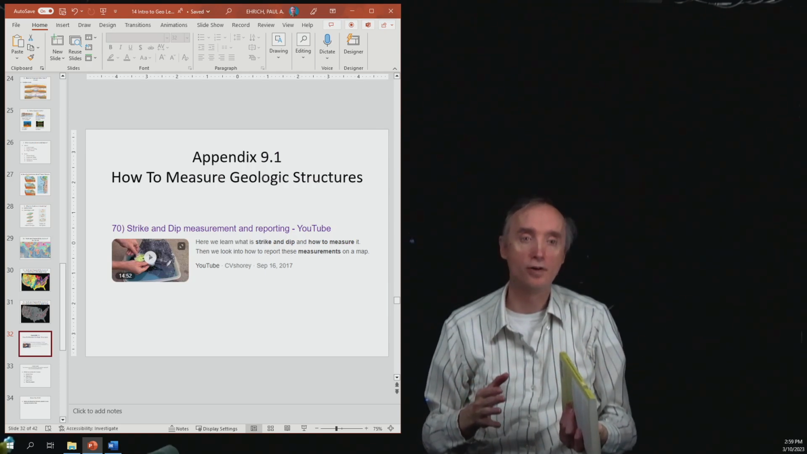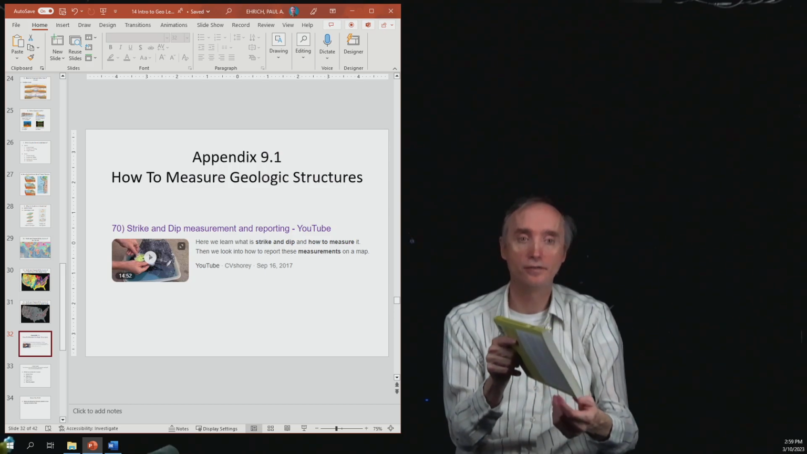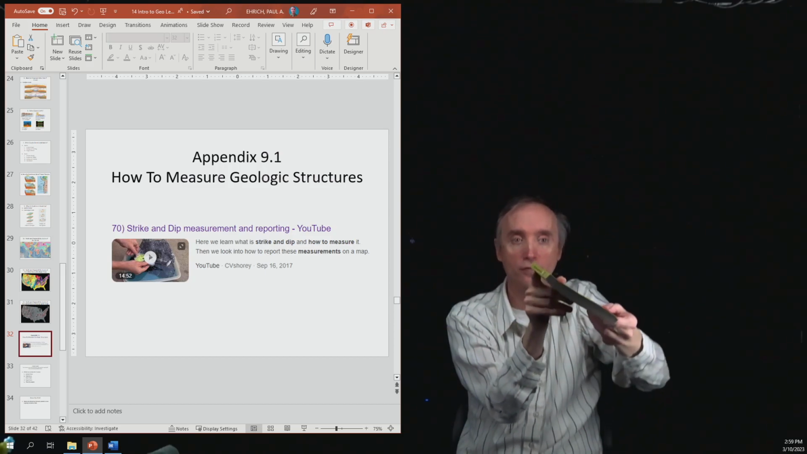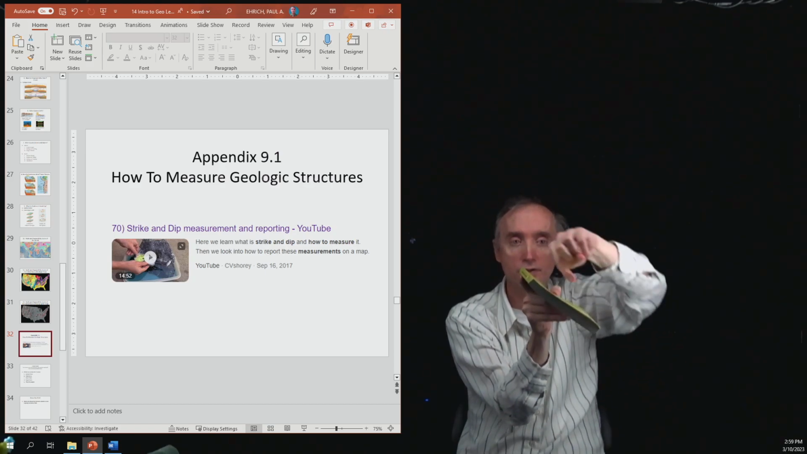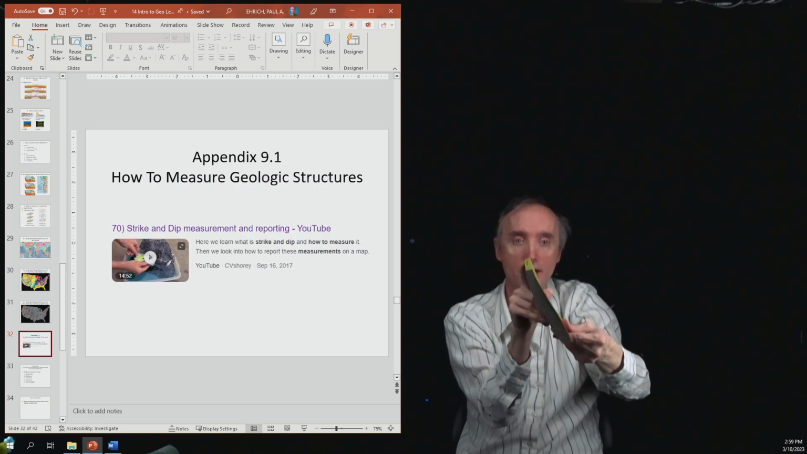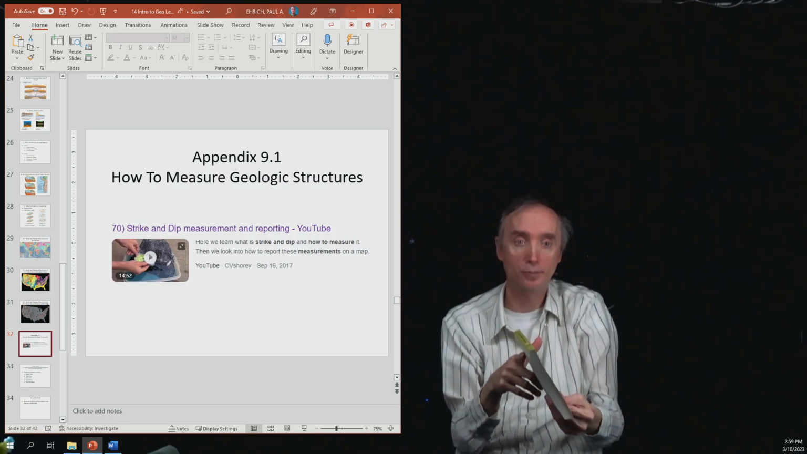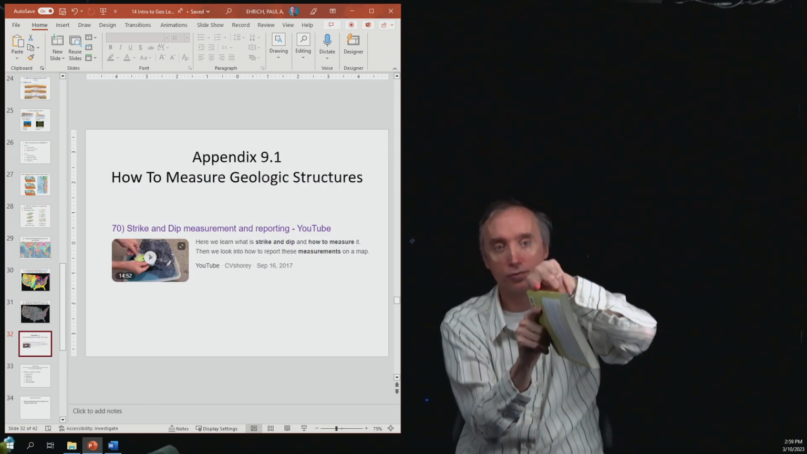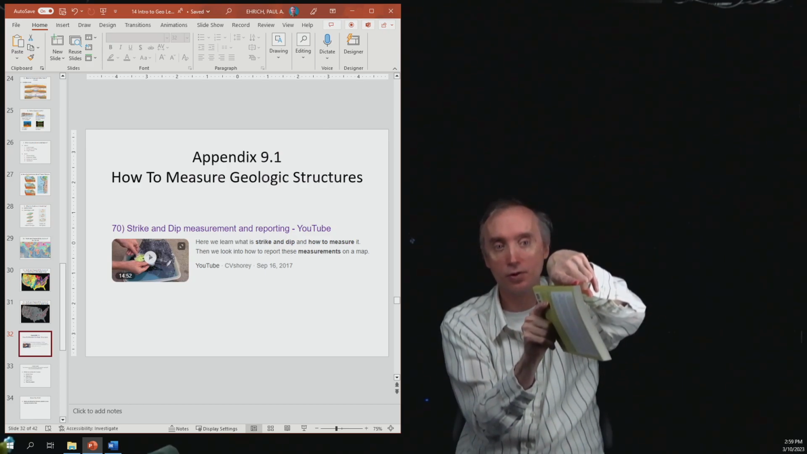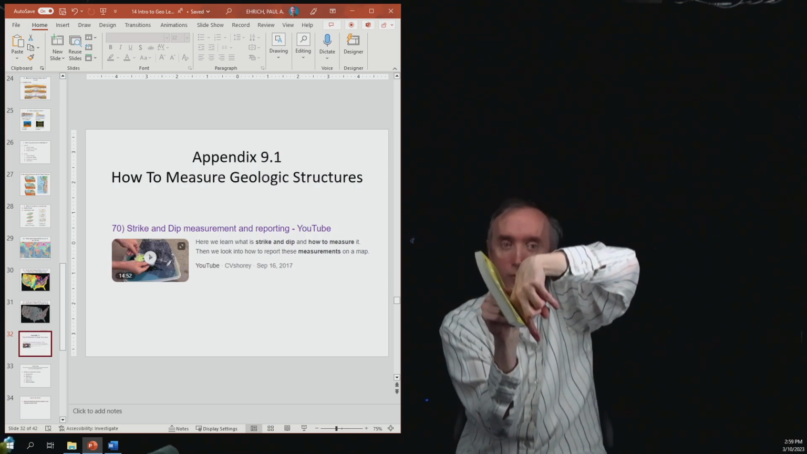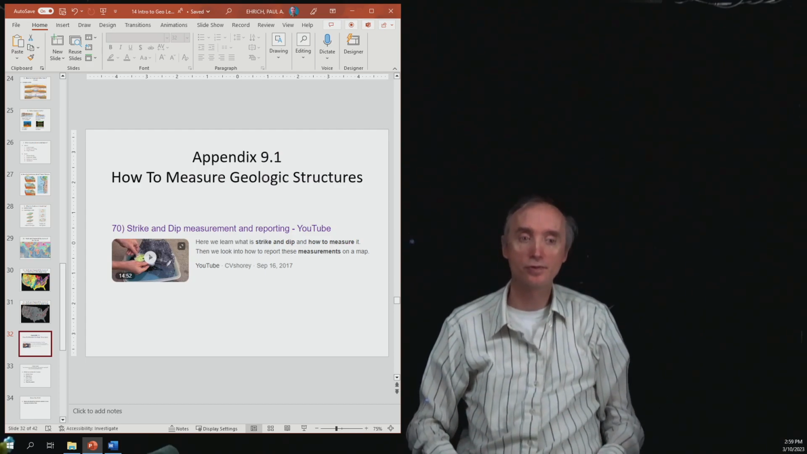Same thing with a fault. So if you've got a fault, you could have a fault like this, and then you could have a fault like this. So you need to be able to measure the angle that the fault makes. So that's going to be called the dip. And then you also need to be able to measure the direction that the fault is going in. So that's going to be the strike. So the strike goes this way, and then the dip goes this way. And you need to be able to measure them both.